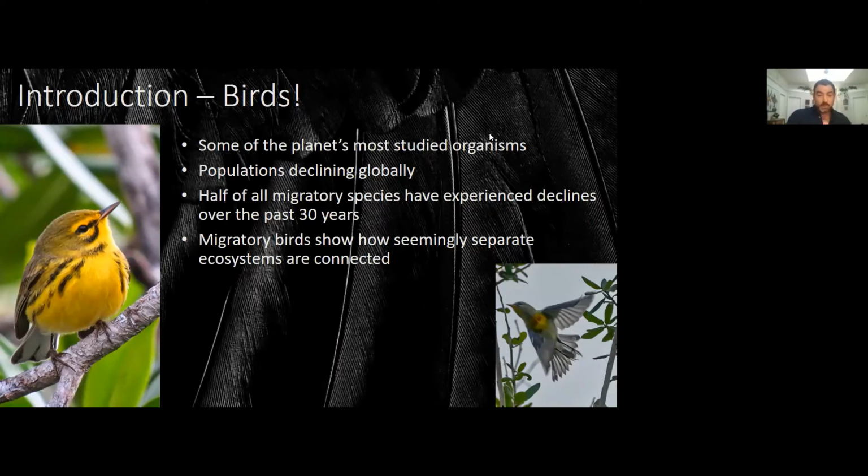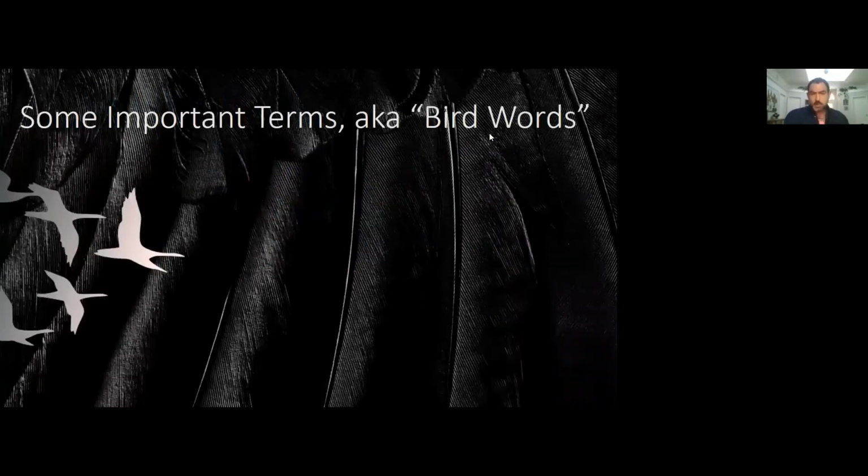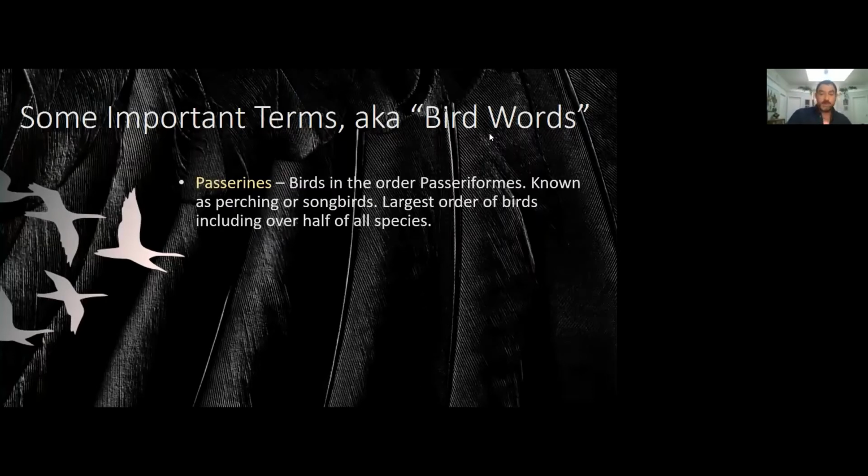And migratory birds are a really important group of animals to study, because when thinking about conservation, we all really need to focus on the connectivity of seemingly separate ecosystems. And very few organisms highlight the connectivity of different ecosystems across the world like migratory birds do. So let's start with some important terms, or bird words, if you will. Passerines are known as perching or songbirds. This is the largest order of birds, including half of all avian species.